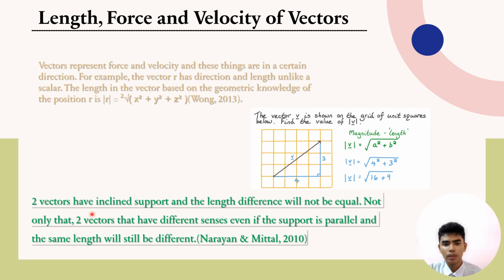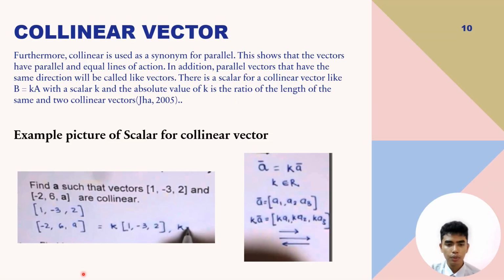So we know that two vectors with inclined support and different lengths will not be equal. Not only that, two vectors that have different stances, even if the support is parallel and the length is the same, will still be different, which is stated by Neri and Mitchell from 2010. So moving on, we have the collinear vector. Furthermore, collinear is used as a synonym for parallel. This shows that the vectors have parallel and equal lines of action. In addition, parallel vectors that have the same direction are called like vectors.